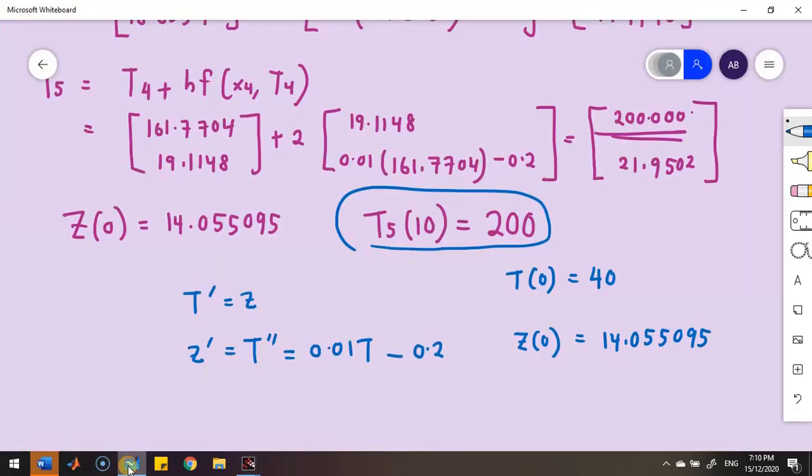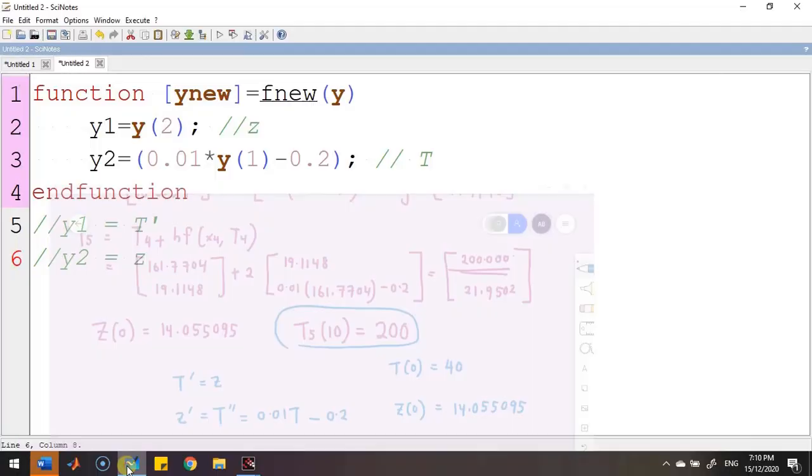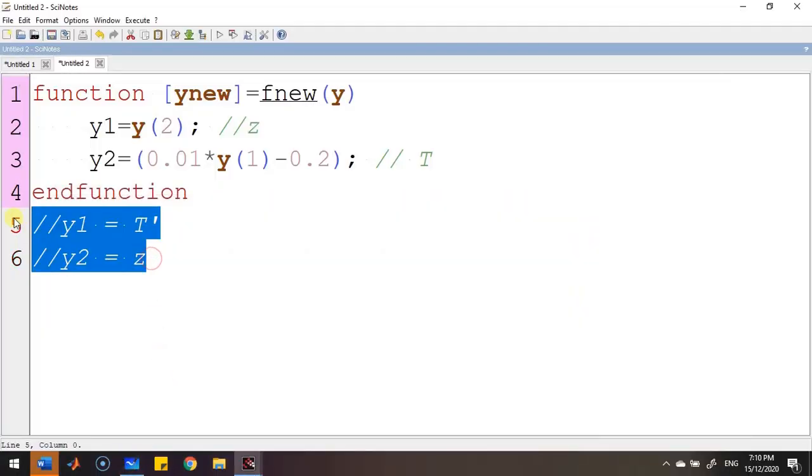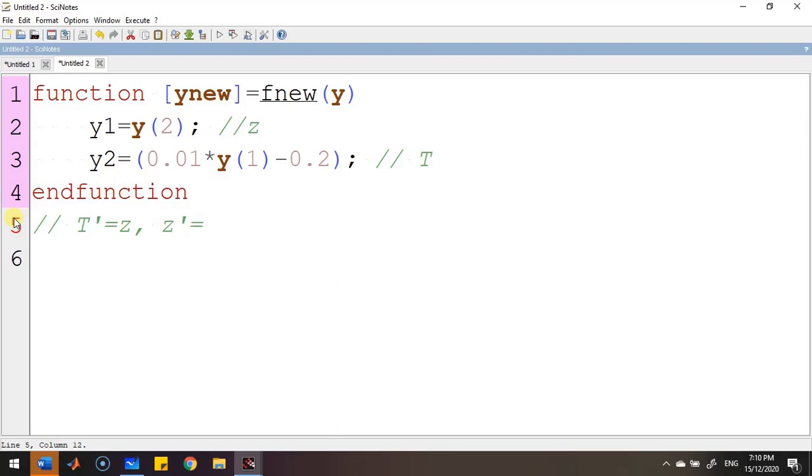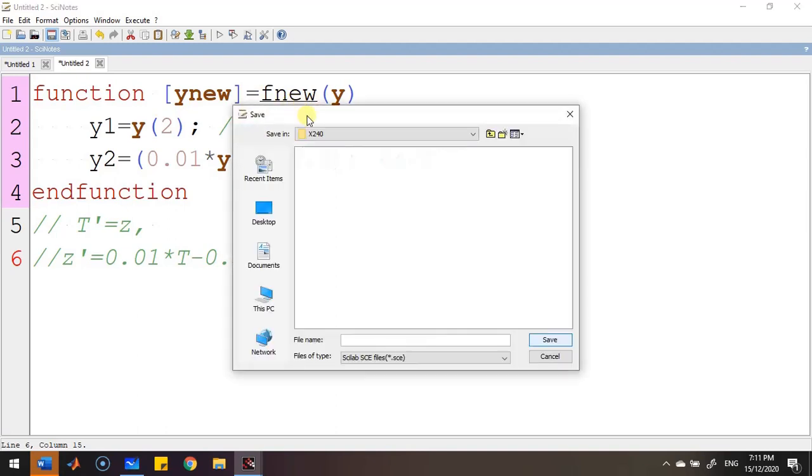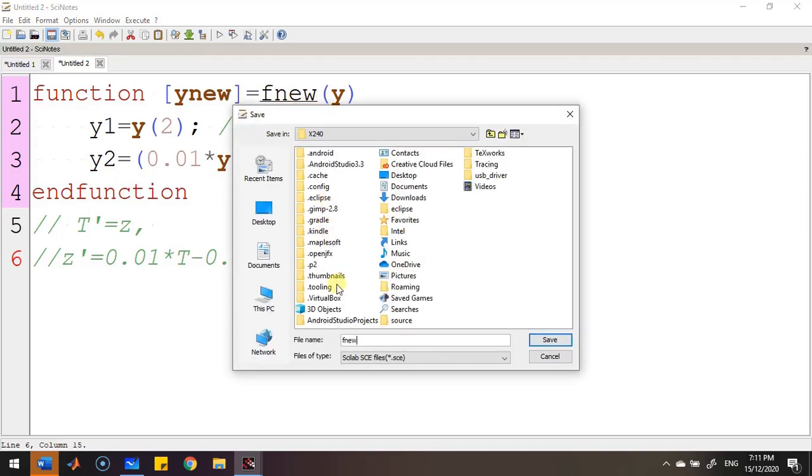I mean, let me just look at it again. So I have t and z. So the question in my book says t prime equals z, right? And then I have z prime equals 0.01 times t minus 0.2. Okay, this is what the question is given. But I'm referring to my y1 as my t prime and y2 as my z prime. Okay, good. And save it as f new. Okay, f new. That's it.